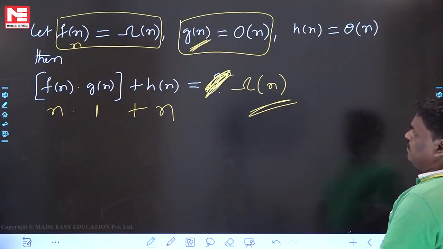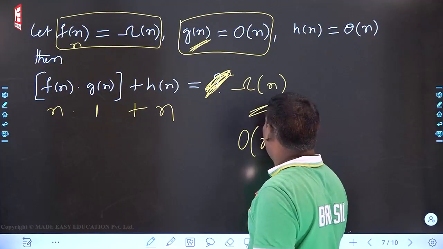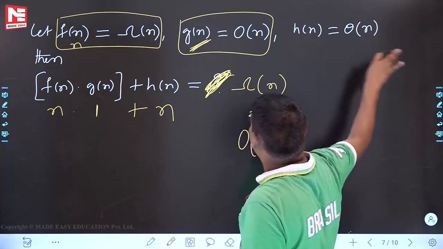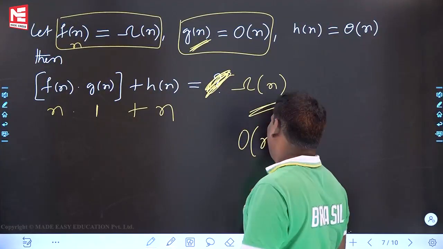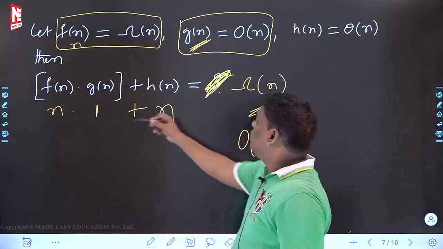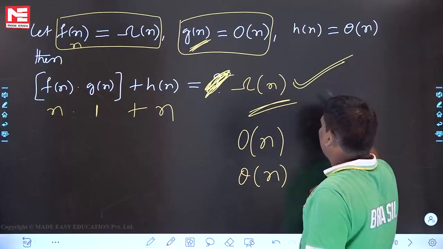Can I write this area big O of n? If you write big O of n, what is the meaning? Comparing left and right, right will be greater. Means n. No, sometimes it may be n squared. Fail. Is there any chance of theta of n? Theta means always equal. No, this may be n squared. So the answer is going to be this.